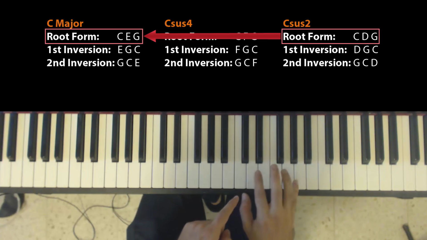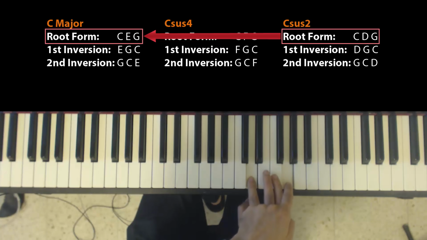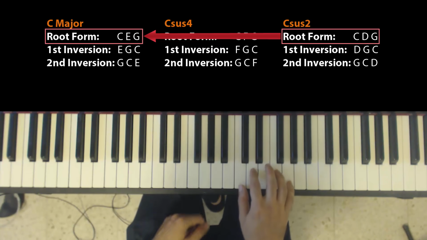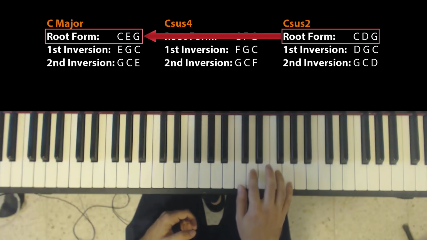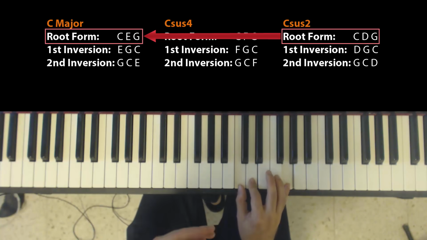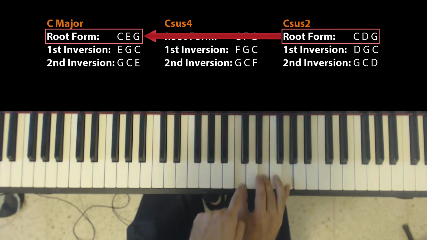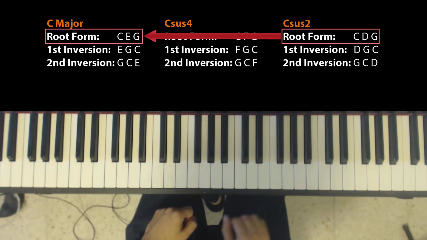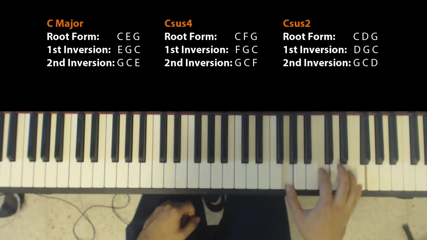Alright, so I'm hitting D and G together, and then I'm switching my D to an E, and then to a C. The way to think about this is basically resolving from a C sus2, which is a C, D, and G, to a C triad, which is a C, E, and G. Let's play this all together.